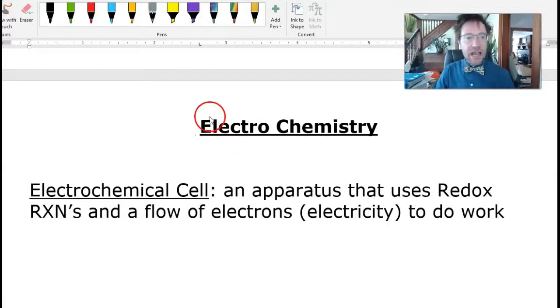So what we're going to do today is continue all of that learning into electrolytic cells, electrolytic, voltaic, and all that kind of great stuff. It's going to be awesome. It's basically battery time. And now we're going to talk about electrochemistry.